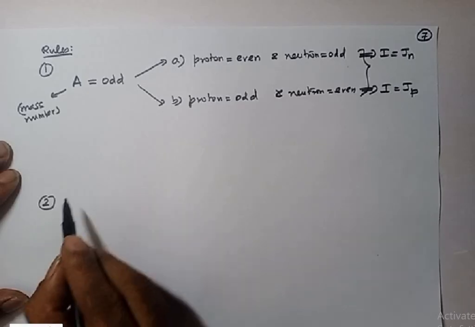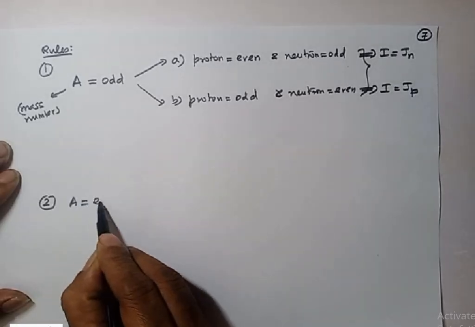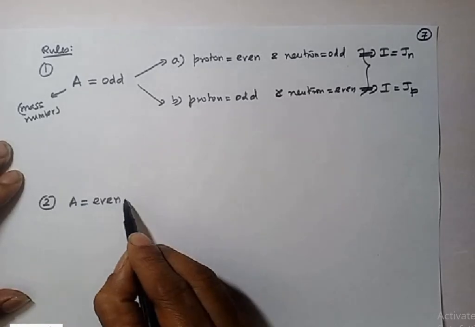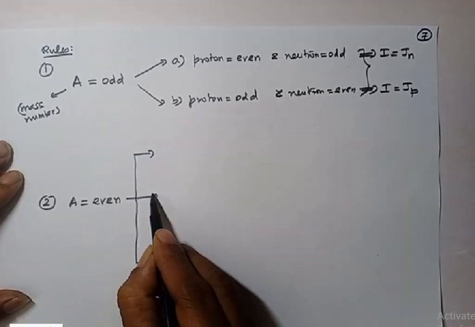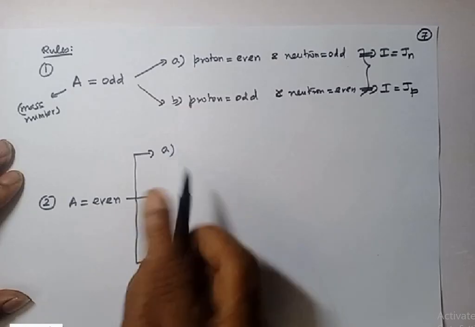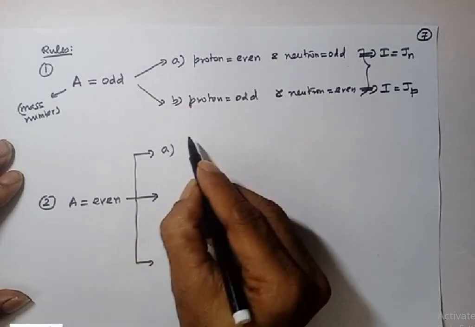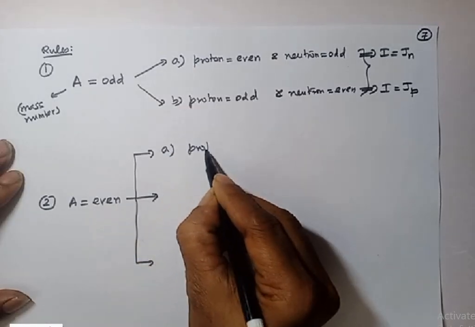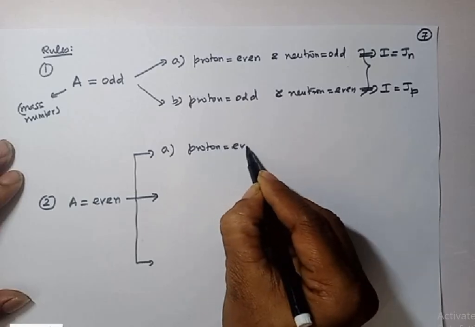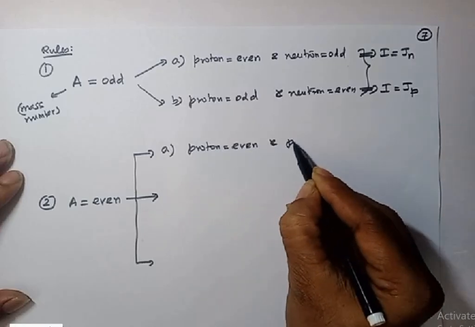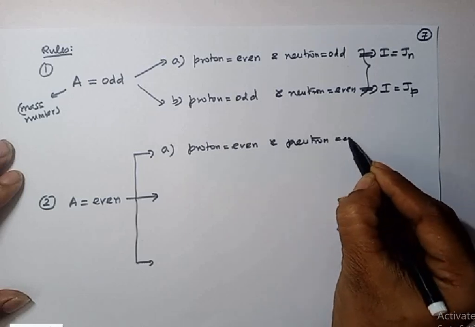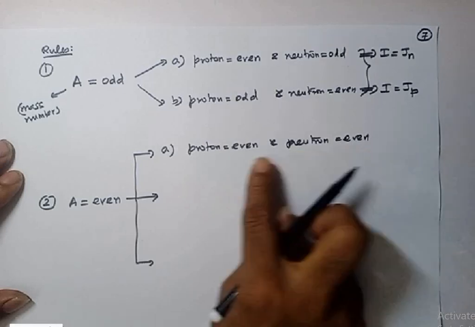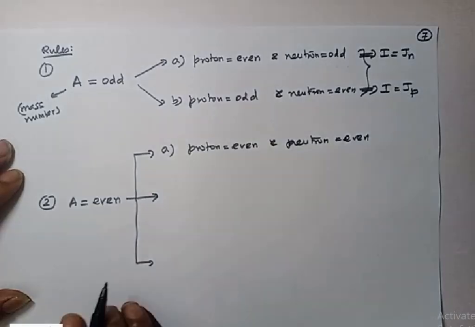Okay. Then, number 2, second rule. Suppose A is even, then there are 3 possibilities we are going to discuss. What are they? A. If A is even, then the number of protons and the number of neutrons both can be even. So this is even, this is even. If I add the two, I will get even.